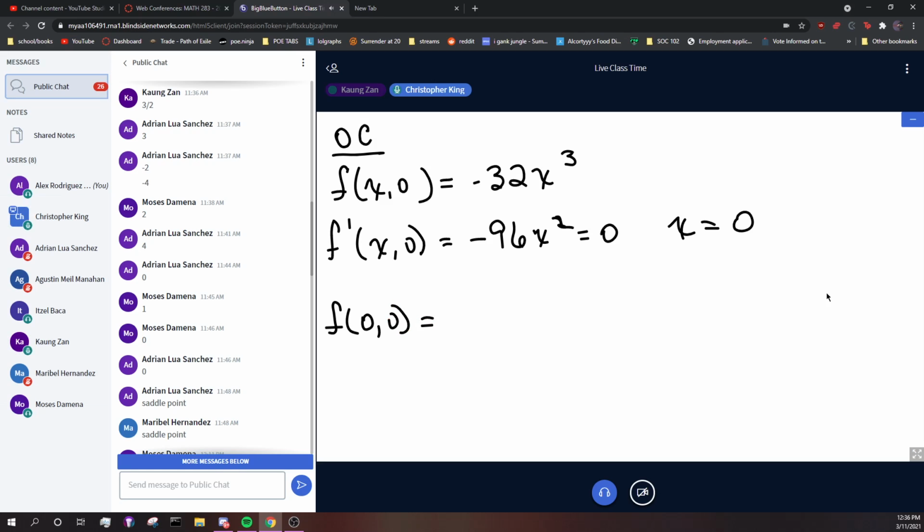Well, we've already dealt with 0, 0. At 0, 0, we know the value is 0. And the other extreme, which is the other endpoint in this case, is going to be 1, 0, which we know is going to give us a value of negative 32. Any questions?